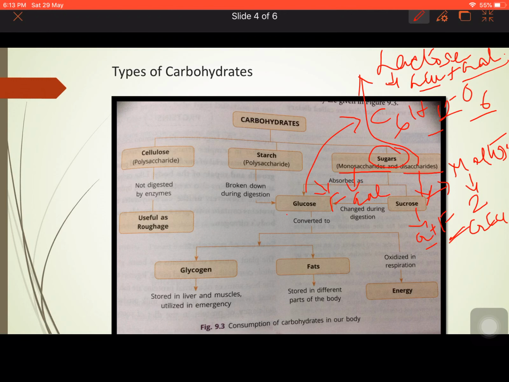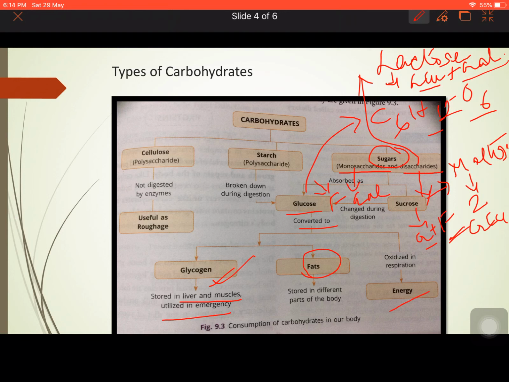Now here we should see what is happening to glucose. Glucose is converted to glycogen, which is stored in the liver and muscles and which is utilized during emergency. Now when a person is starving, if he or she is not taking any carbohydrates, where will he get the energy from? So the liver and muscles will be storing this as glycogen to use in emergency. Now fats, we will discuss later when we are studying about fats. No need to discuss it here.